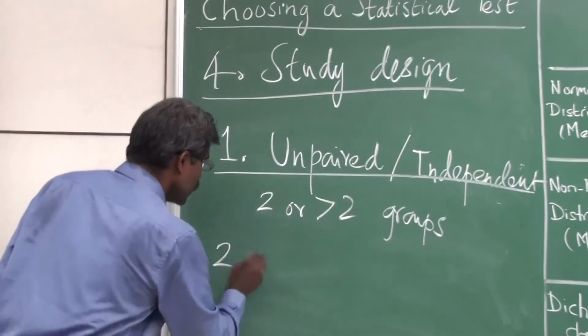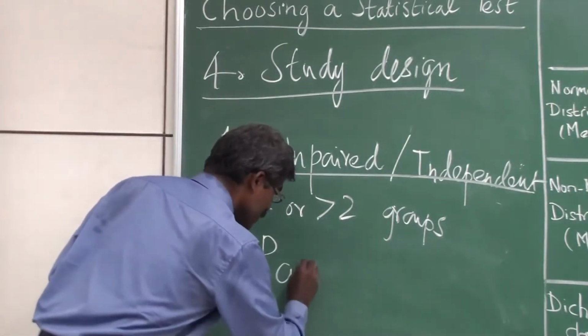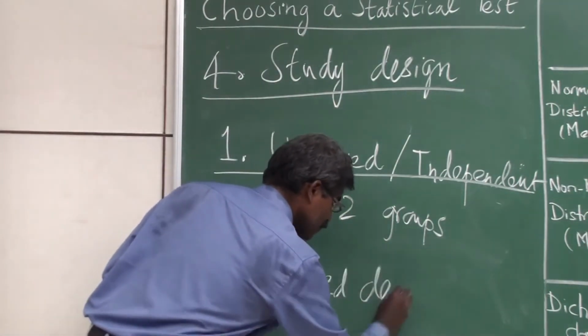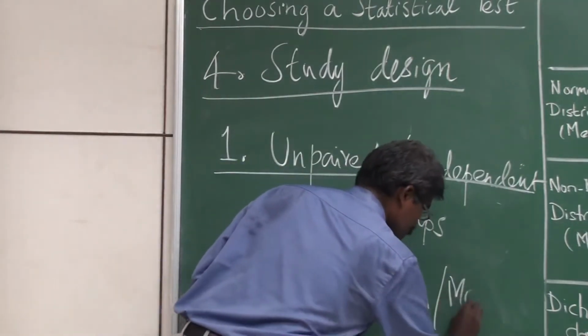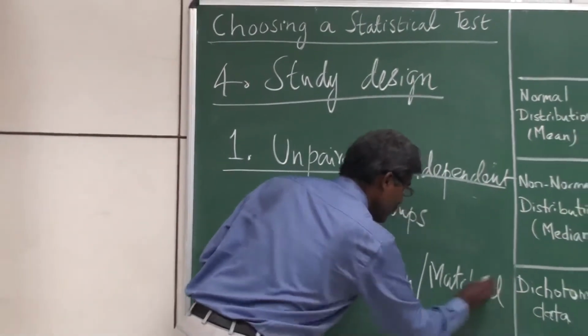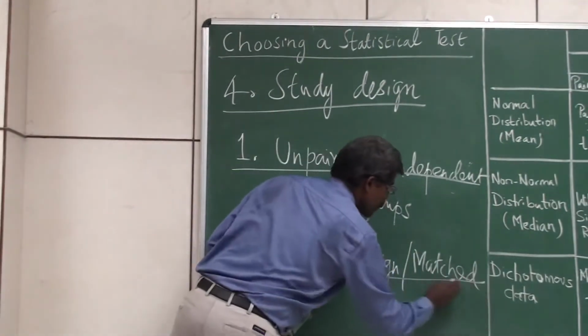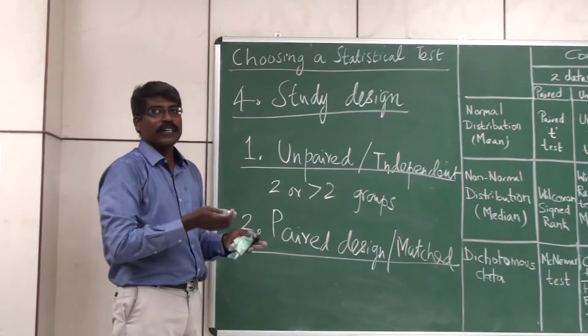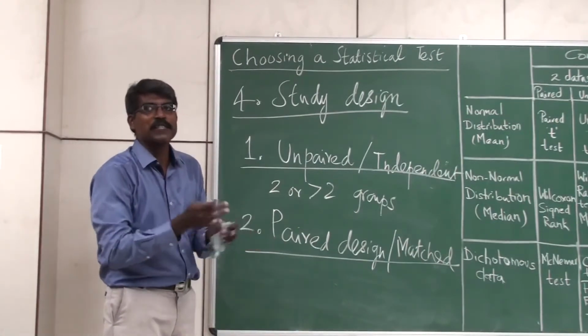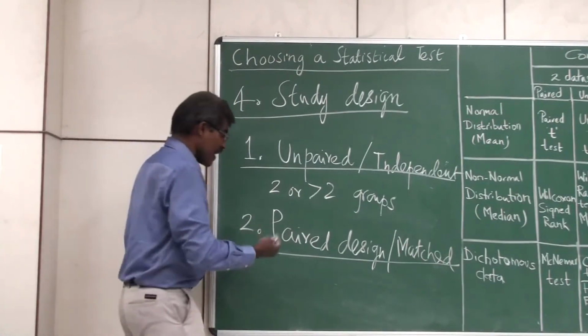The second type of design is called paired design, or sometimes called matched. Again, the term is very self-explanatory. The readings which are got from this group are matched to each other. So what do we mean? I have only one group.